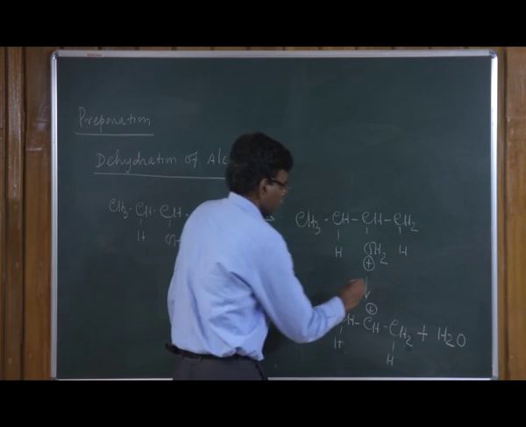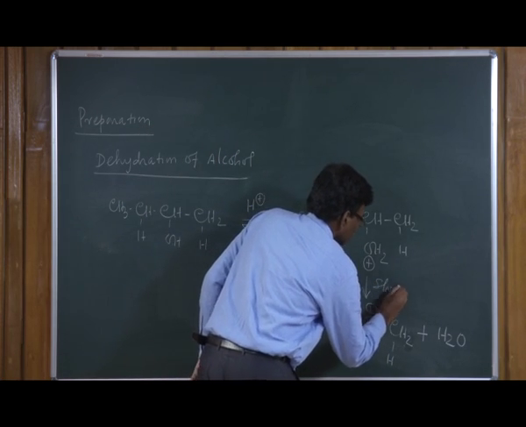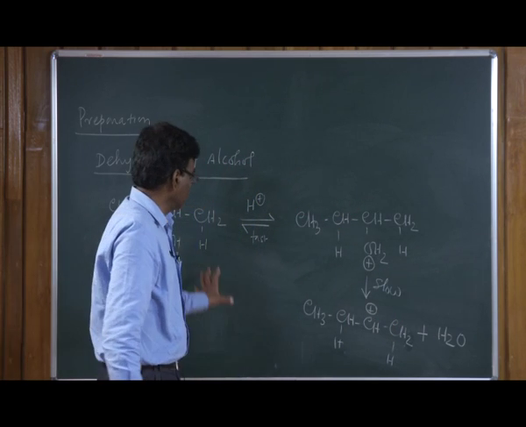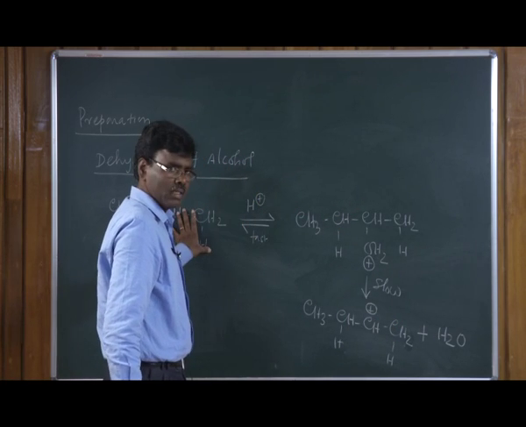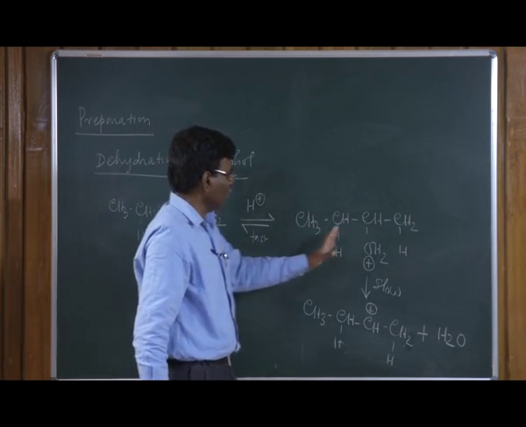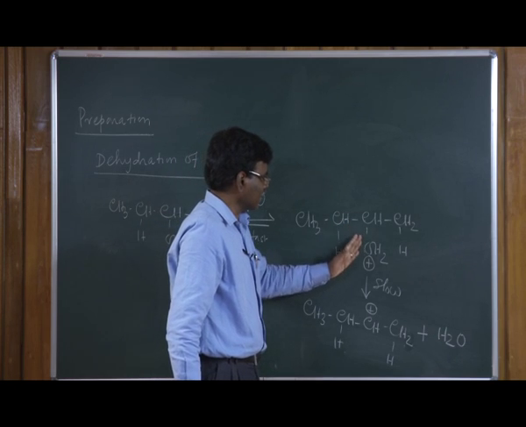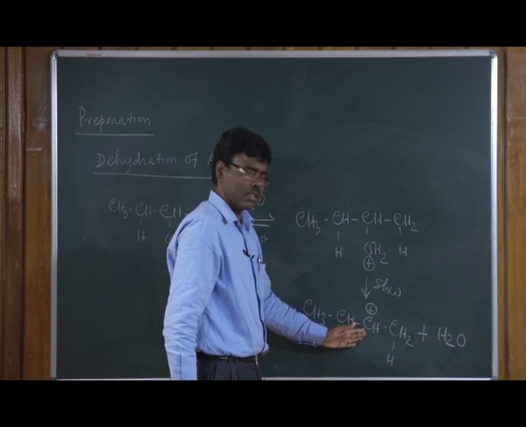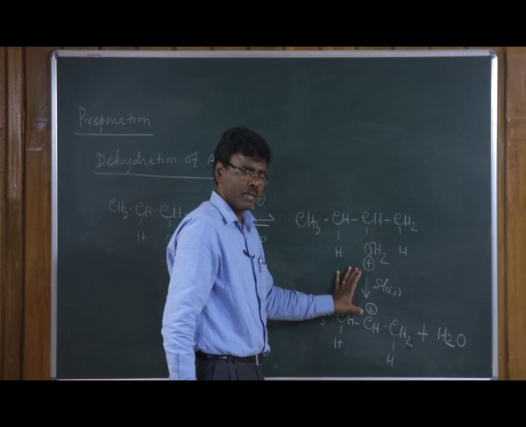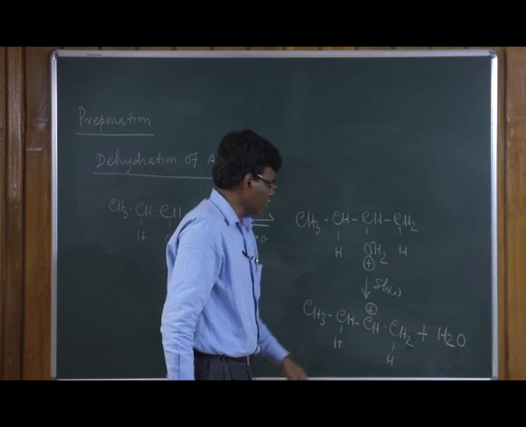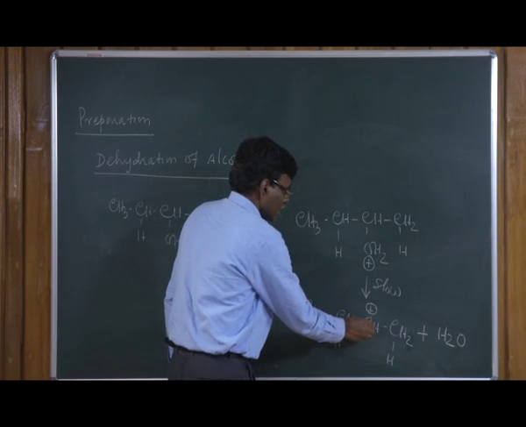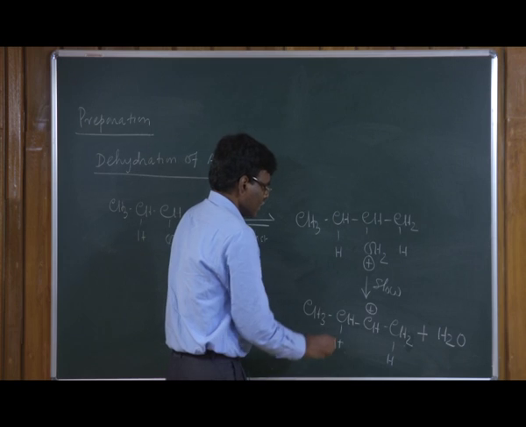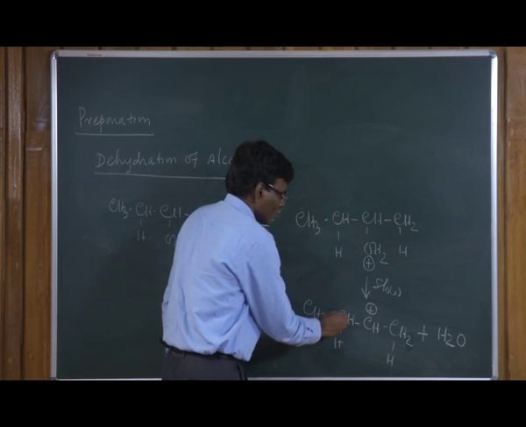This is a slow step. This is called the rate determining step. This is fast, this is reversible. And once you form this one, now the cleavage takes place that can lead to the formation of the carbocation, that is the slow step. And now, adjacent to the carbocation carbon, you have 2 hydrogen atoms.